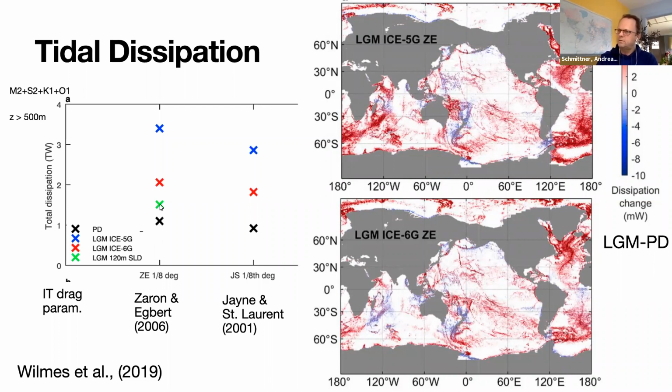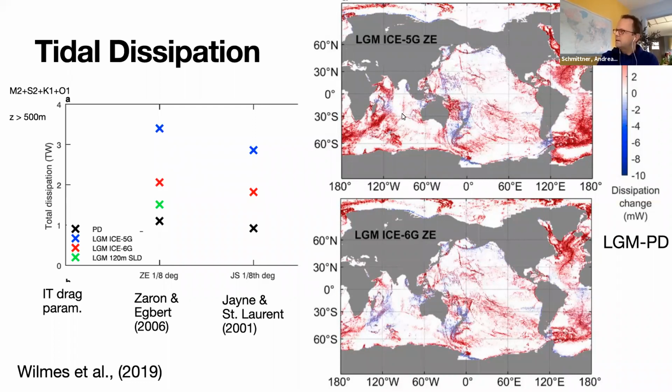But if we go to the LGM bathymetries here in red, the ICE-6G, we get about a doubling of the tidal energy dissipation, so about 2 terawatts. And if we go to the ICE-5G, even more, 3 or even a little bit more than 3 terawatts of tidal energy dissipation. So that's really a big effect. But not only is it a big effect, it's also very sensitive to which precise ice reconstruction you're using, as you can see here between the red and blue symbols.